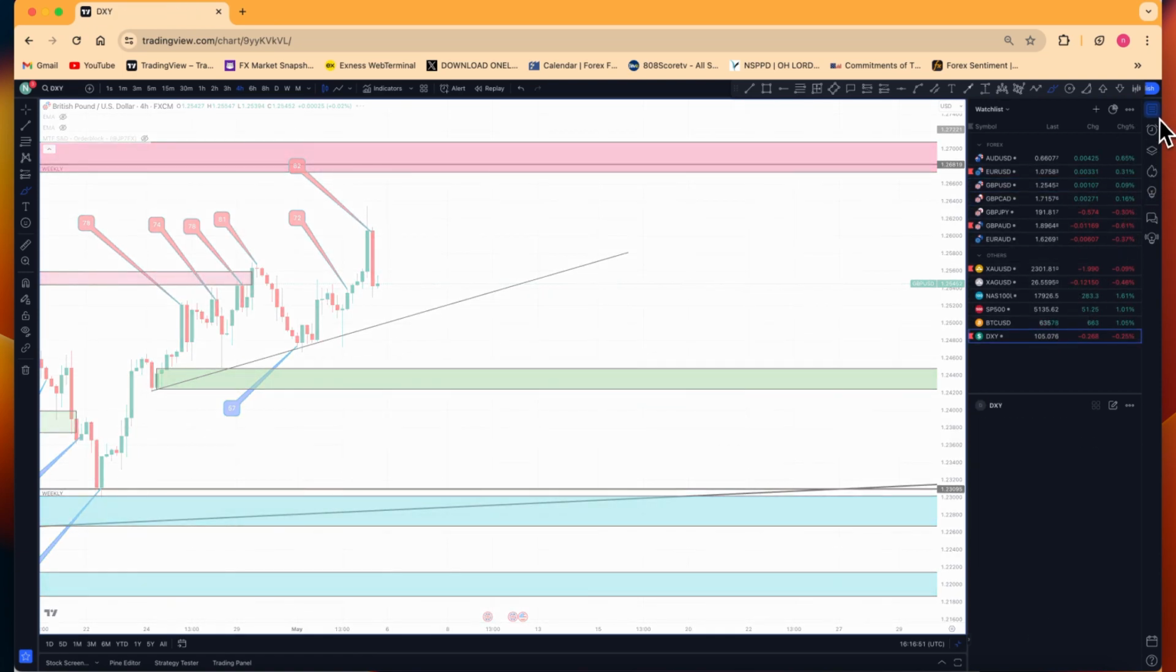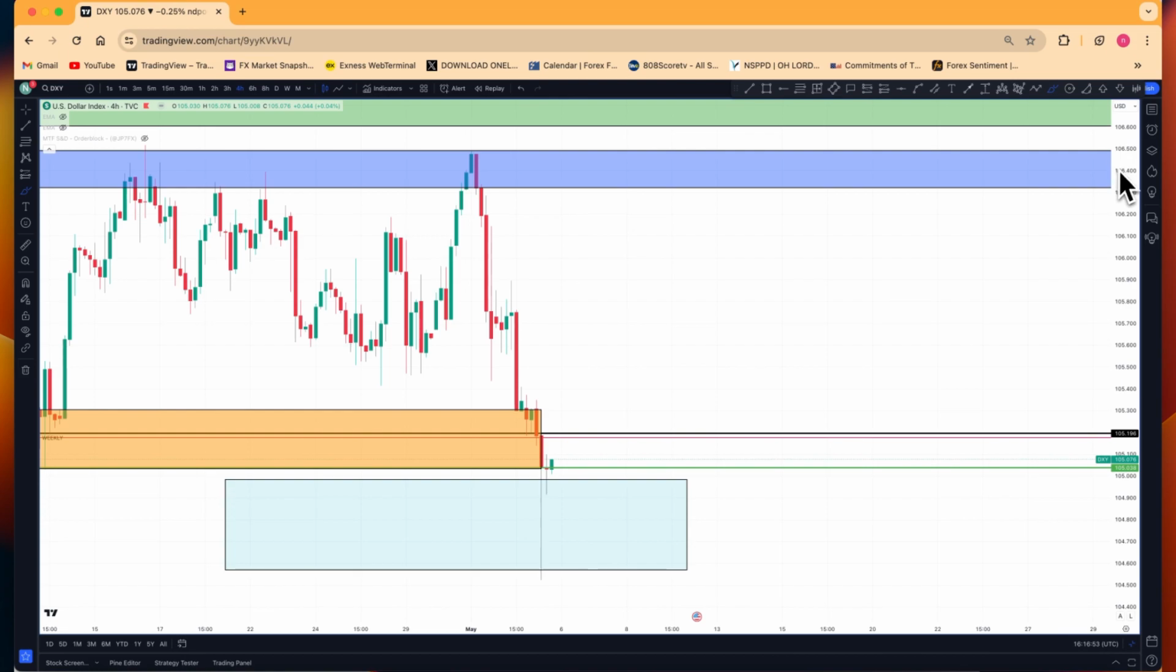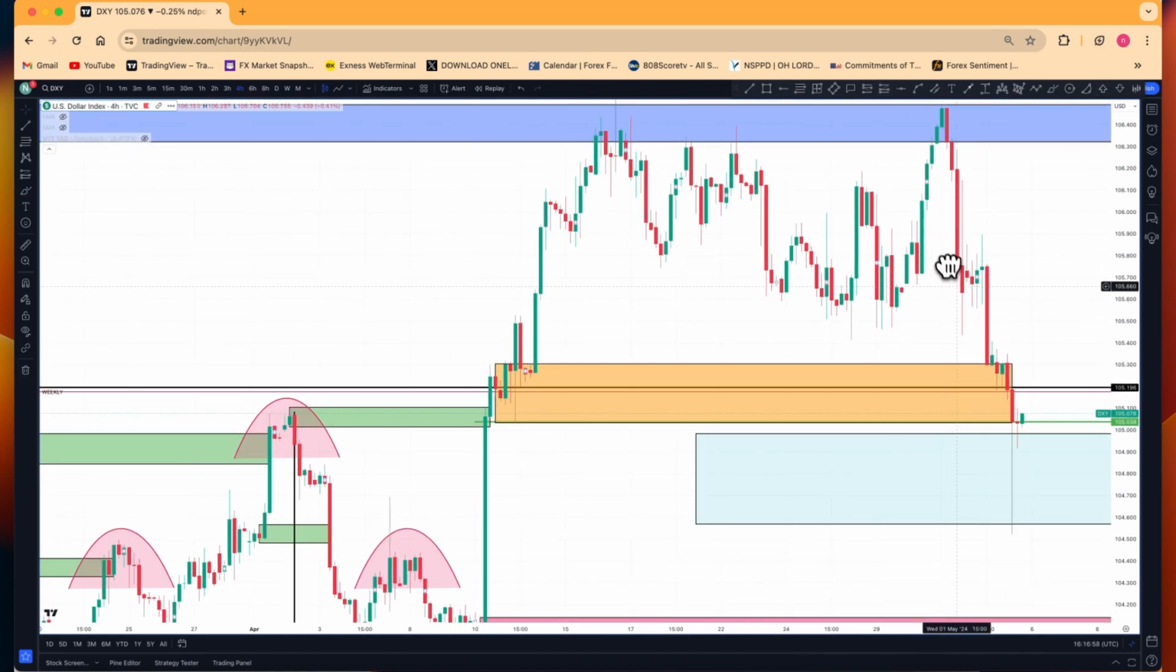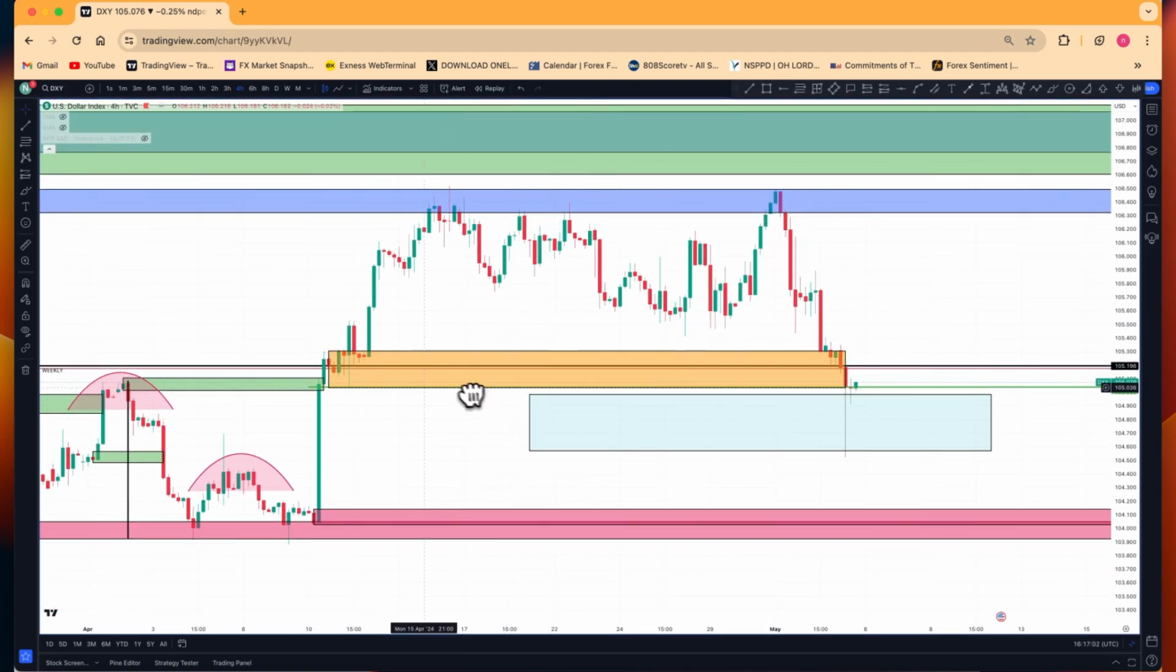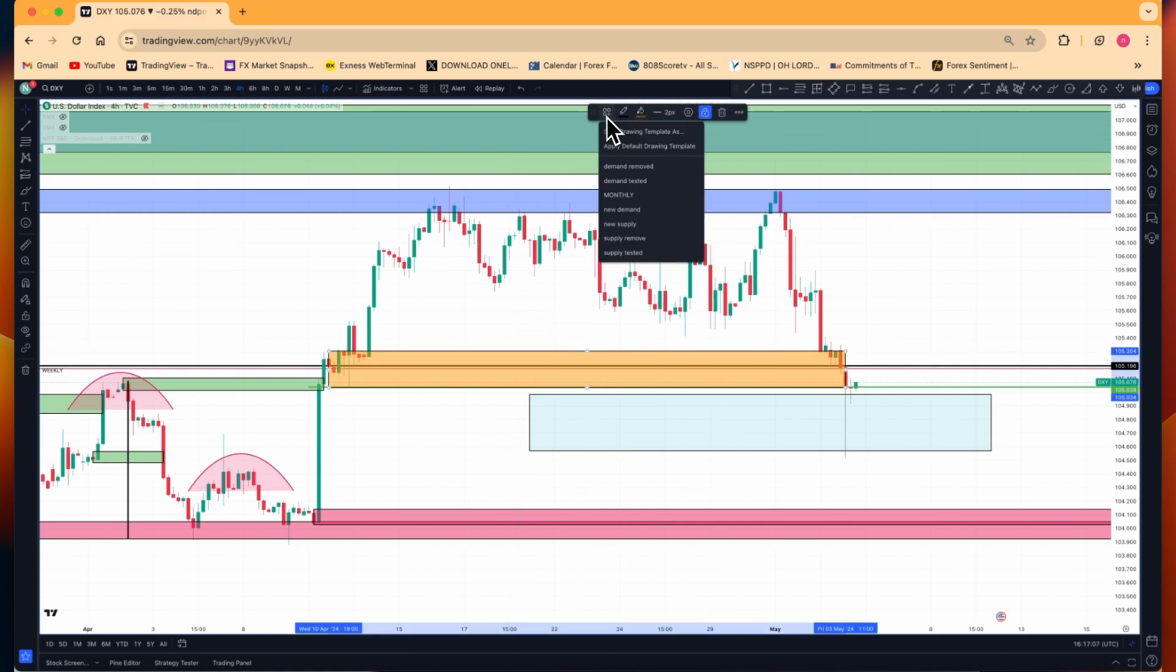Let's just look at what is happening on the DSY. Okay, so looking at the DSY here, you see that this demand zone here has been removed.